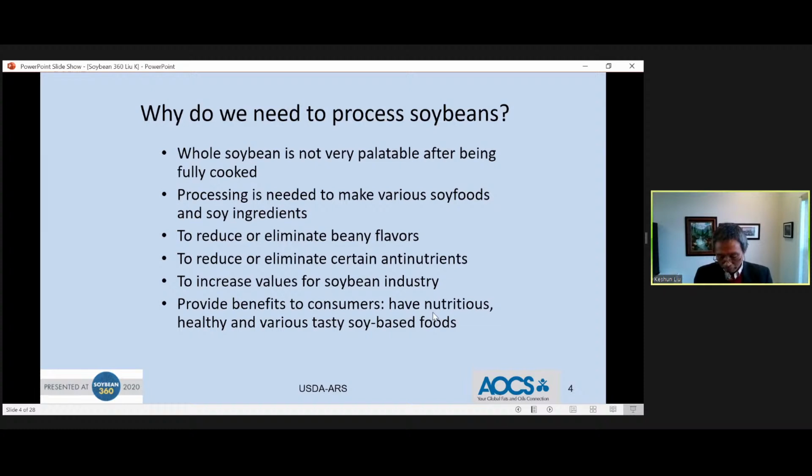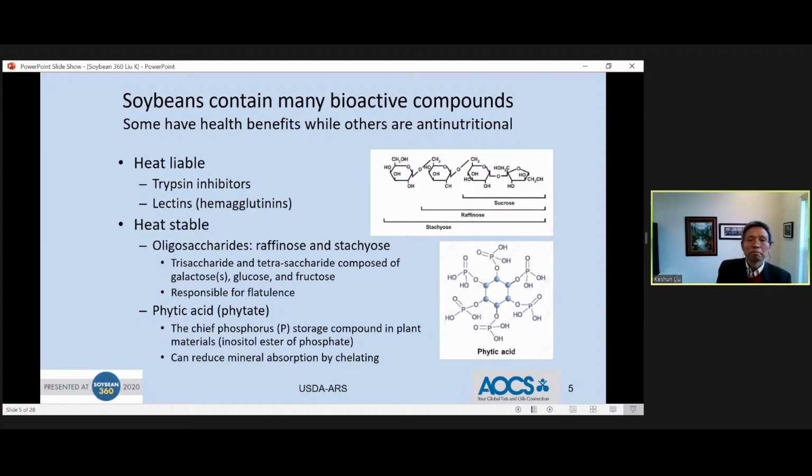Soybeans also contain many bioactive compounds. Some of them are considered to have health benefits, but most others have been traditionally considered anti-nutritional. Those bioactives have generally been categorized into heat-labile and heat-stable groups. In terms of the heat-labile ones, two examples are the trypsin inhibitors and the lectins, also hemagglutinins.